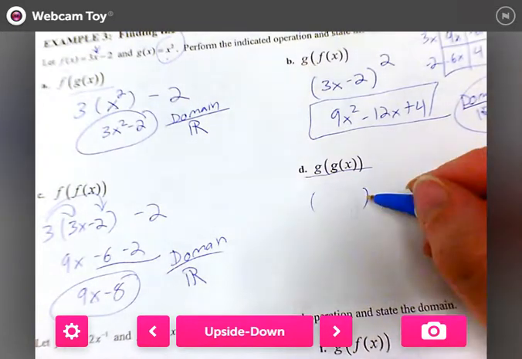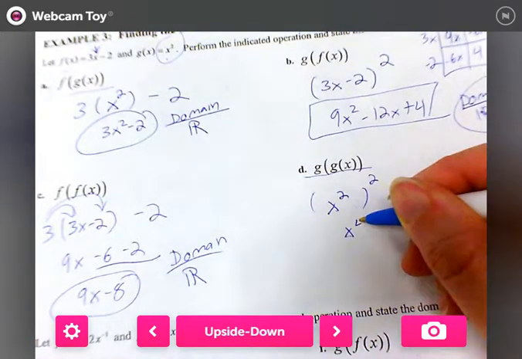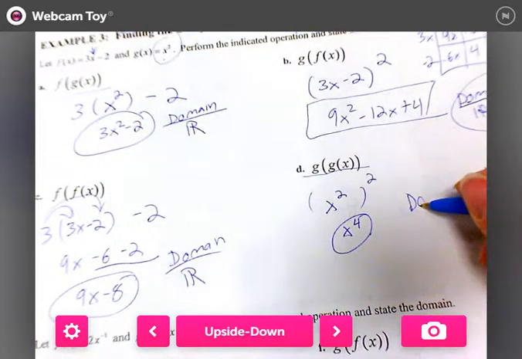Okay, so this is squared, and then this is x squared, so it should be x to the 4th should be your answer. Domain is all real.